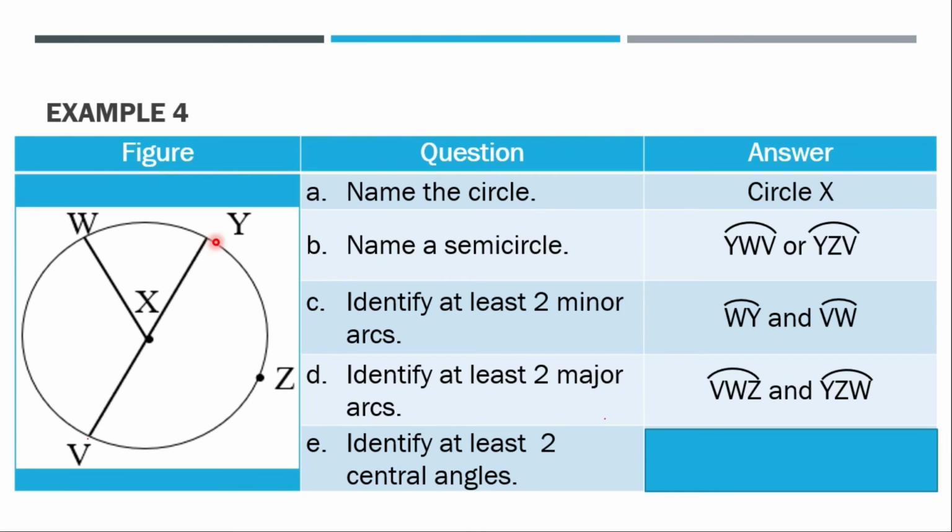Next is, let's identify the central angles. So ano ba yung mga central angle natin dito? We have angle WXY and WXV. So dalawa lang. So meron tayong, ayan, WXY and angle VXW or WXV. Okay lang yun. Okay? Nakuha ba? Okay. Now let's proceed to the tangent and secant lines. So, meron din tayong tinatawag na tangent and secant line.